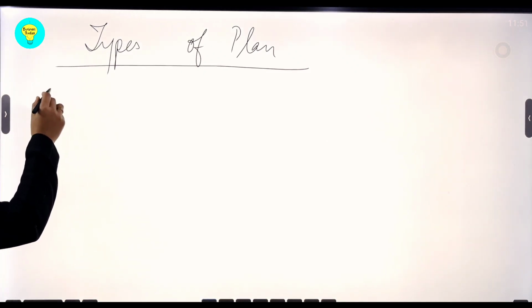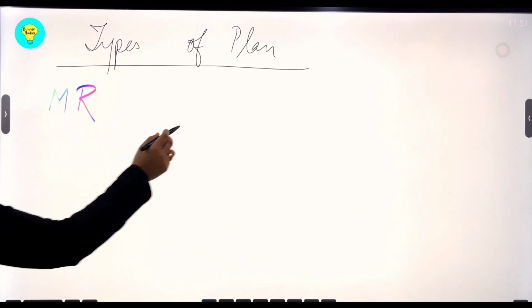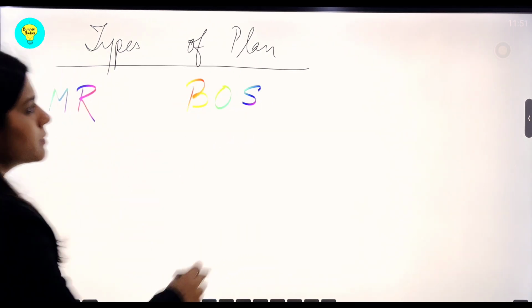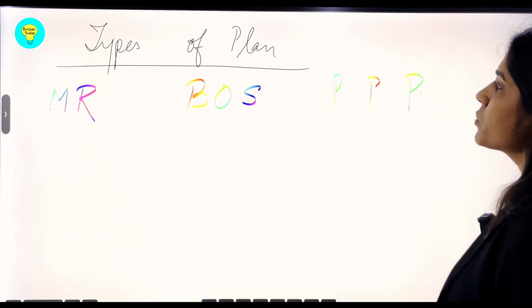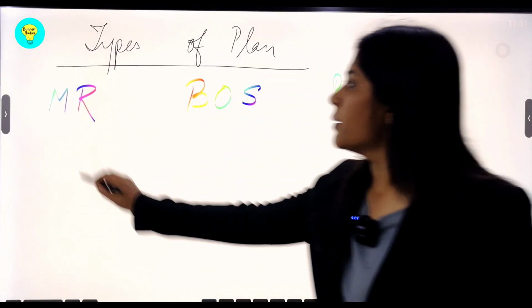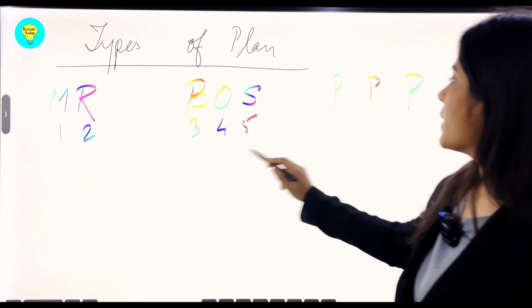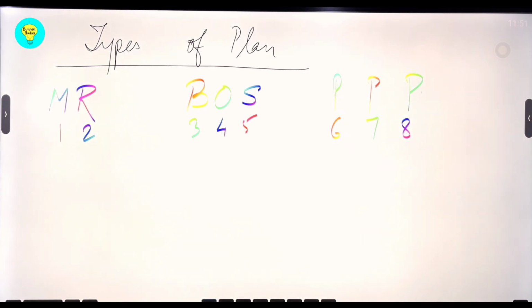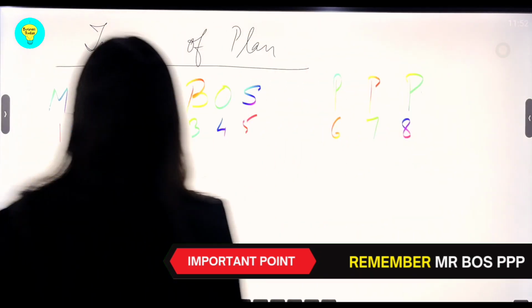So here you can easily remember the types of plan as Mr. Boss with a single S, and PPP. So this is the acronym where you can get the 8 types of plan as given in your book with the acronym Mr. Boss PPP. Now let us see how it goes.